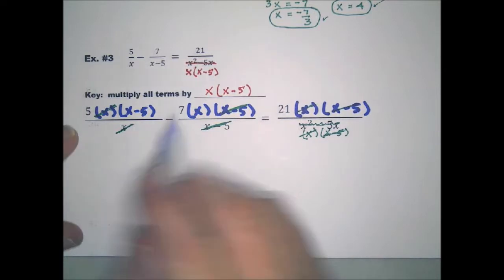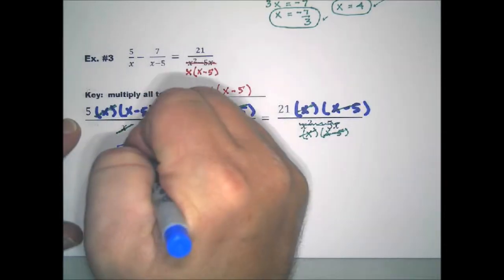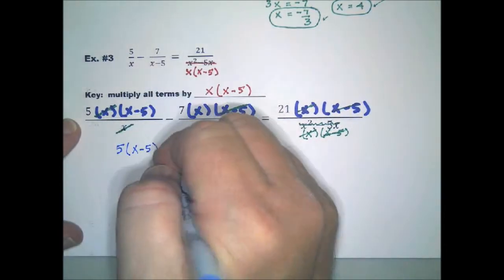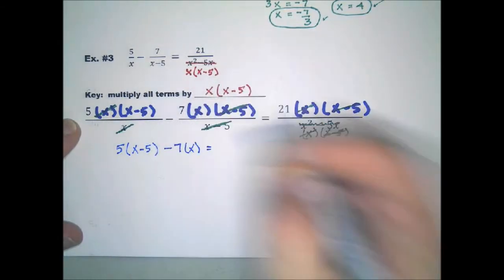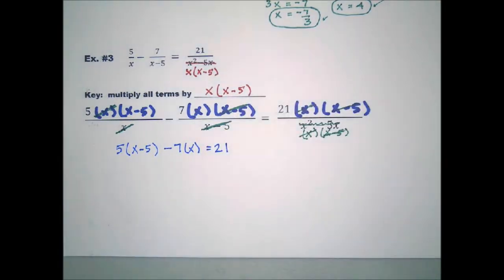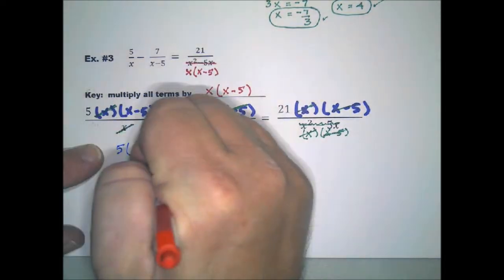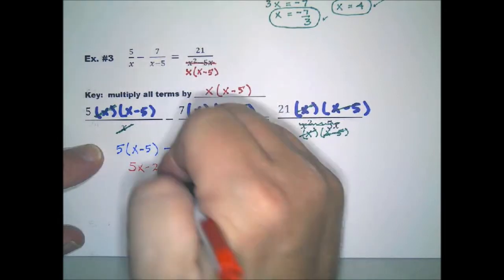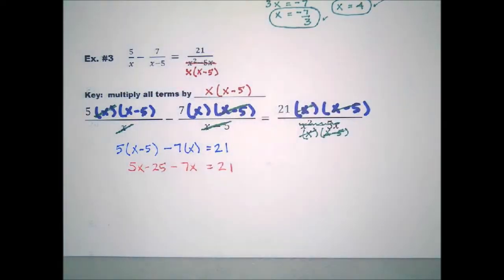Now we just take each term one by one. 5 times x minus 5, minus 7 times x, equals 21. So 5x minus 25 minus 7x equals 21.